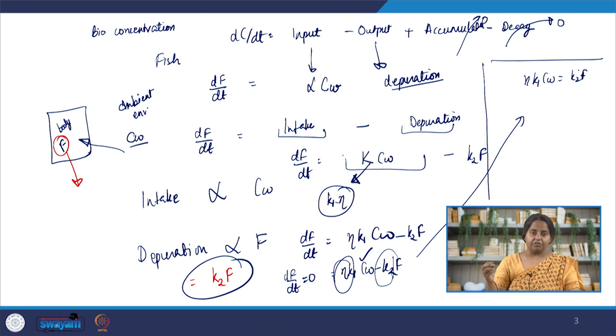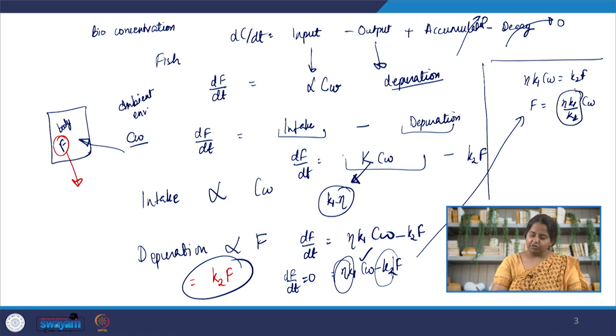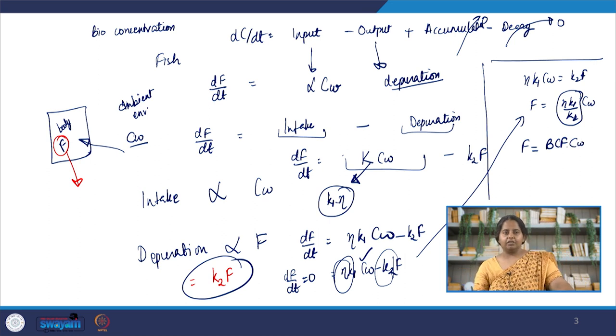the concentration of the contaminant in fish's body is given by basically the concentration of contaminant in fish's body and the concentration of contaminant in the water are directly proportional to each other. They're linearly proportional to each other at steady state. So we can define a new constant here, and that new constant typically is written as BCF, which is bioconcentration factor, into concentration of the contaminant in the water. Now, please note that this is very similar to adsorption isotherms when we are assuming linearity.